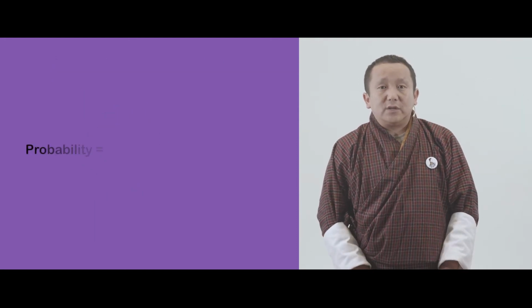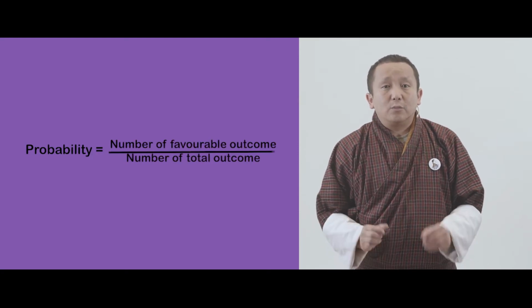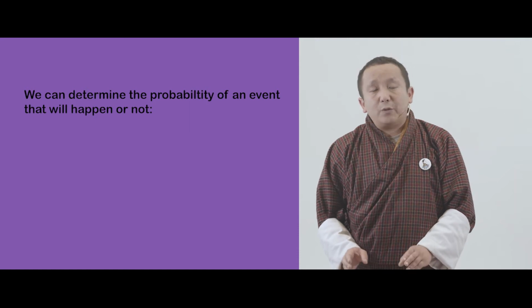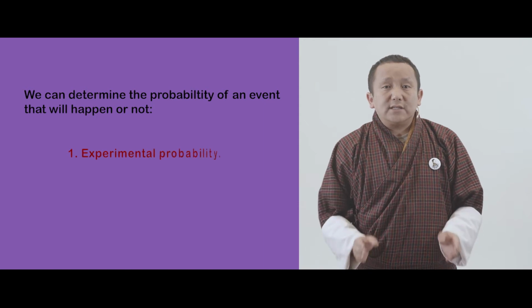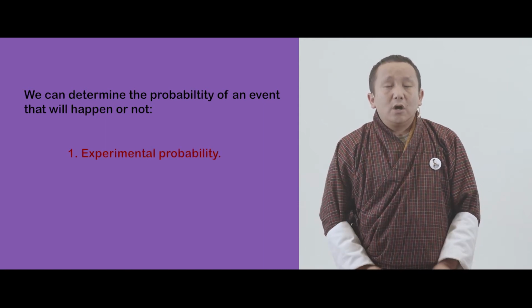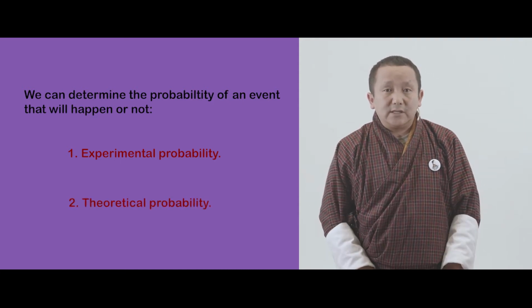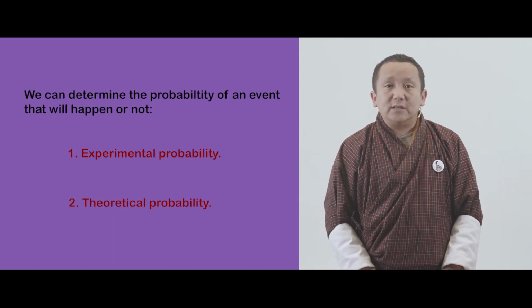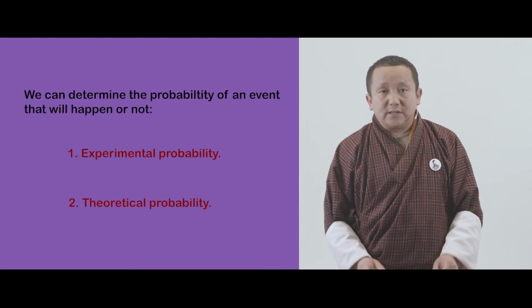To determine the probability, the formula is always the number of favorable outcomes divided by the number of total outcomes. And to determine the probability of an event that will happen or not, you can either conduct an experiment, which is also called experimental probability, or you can calculate probability theoretically, which is called theoretical probability. So basically in this lesson, we learn how to determine the theoretical probability and the experimental probability of one event and more than one event.